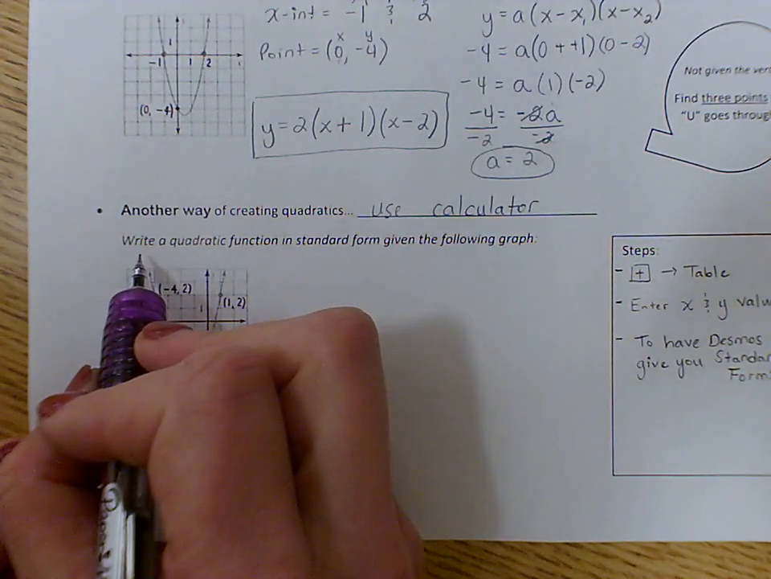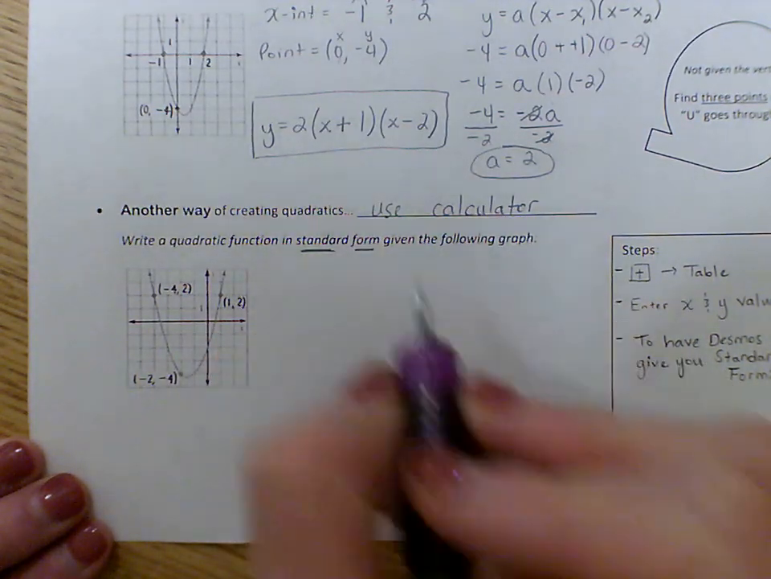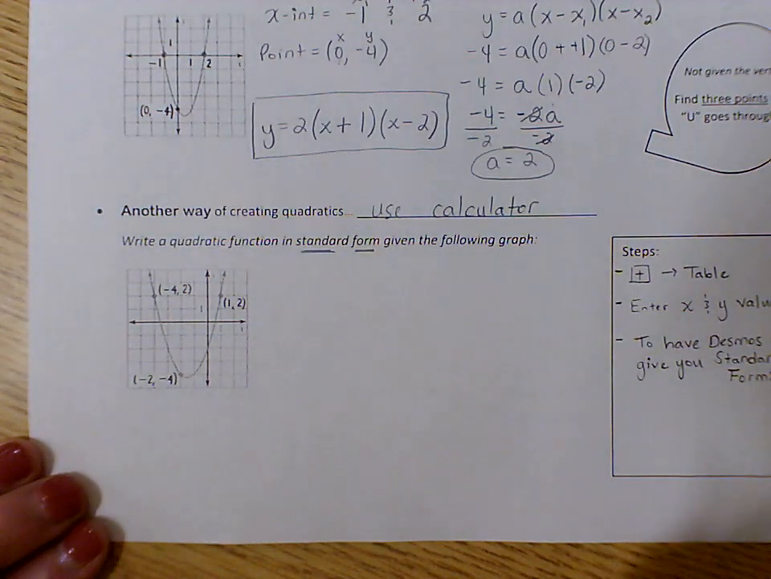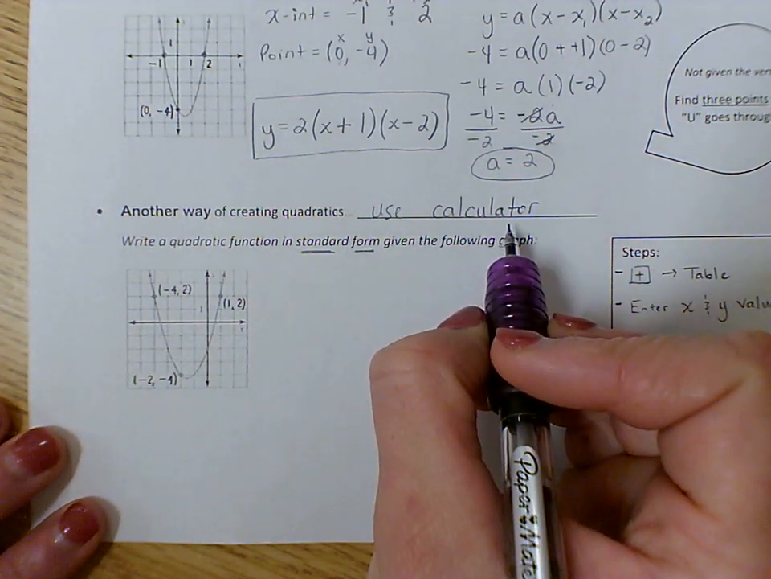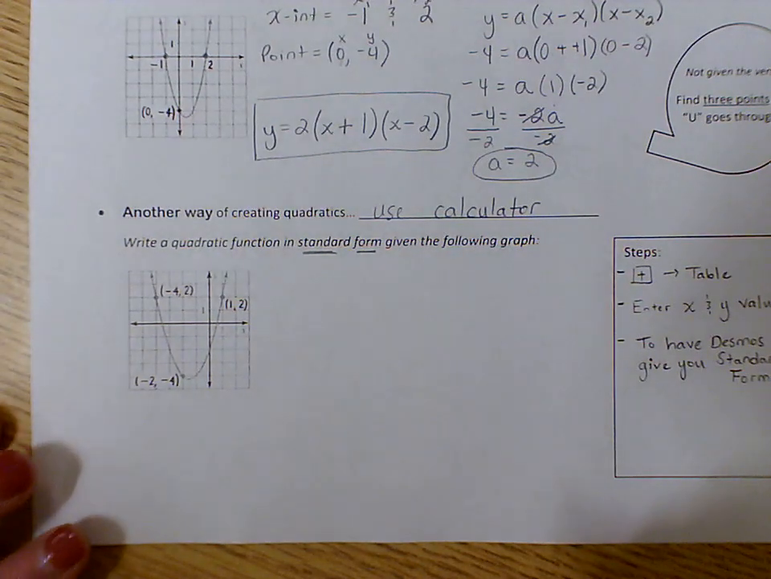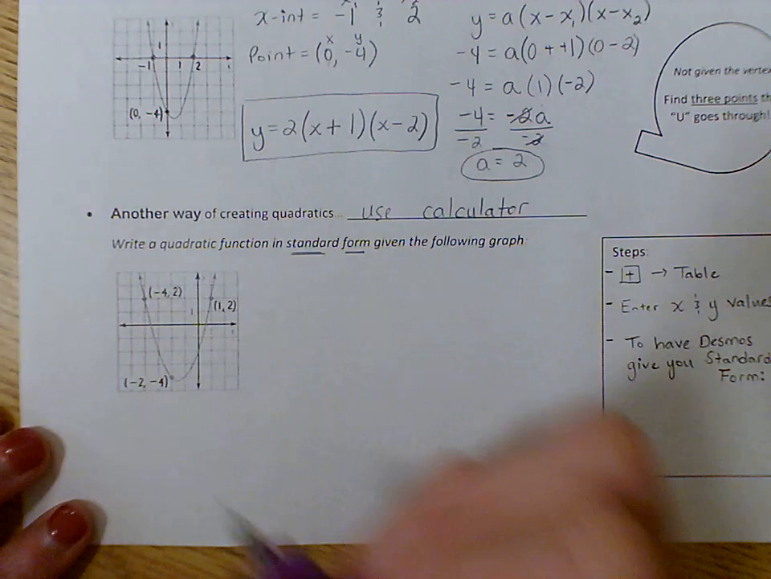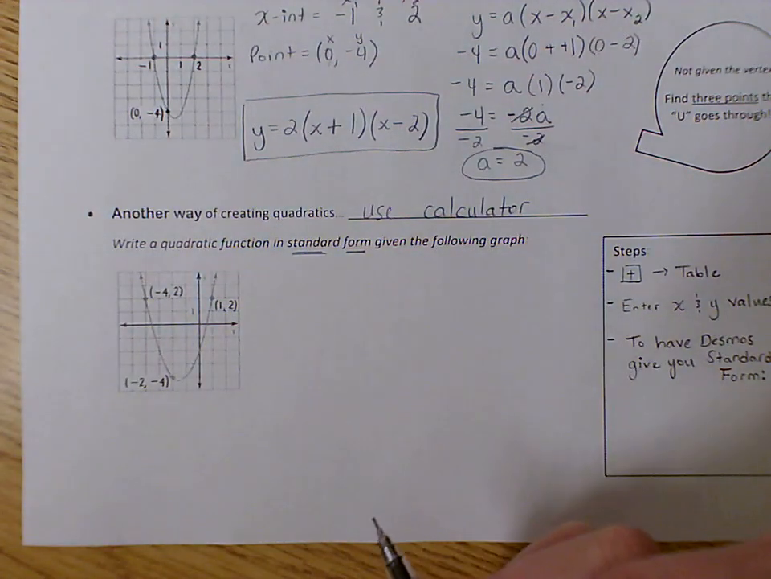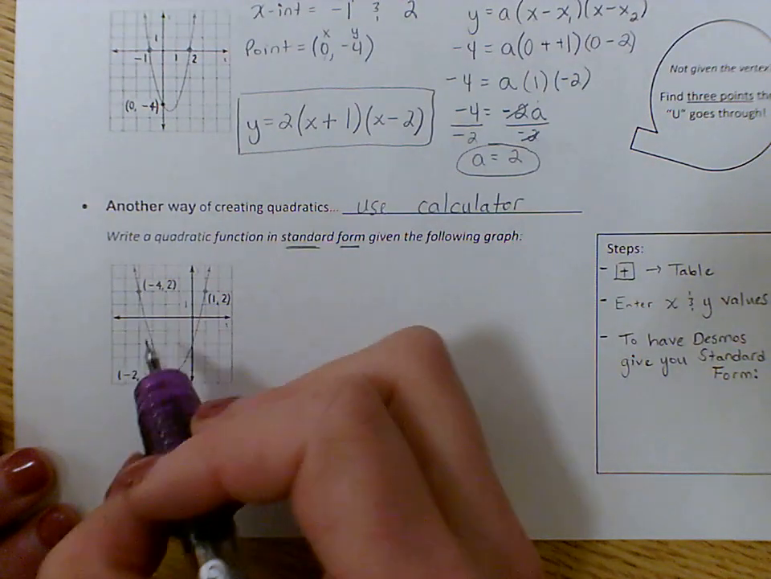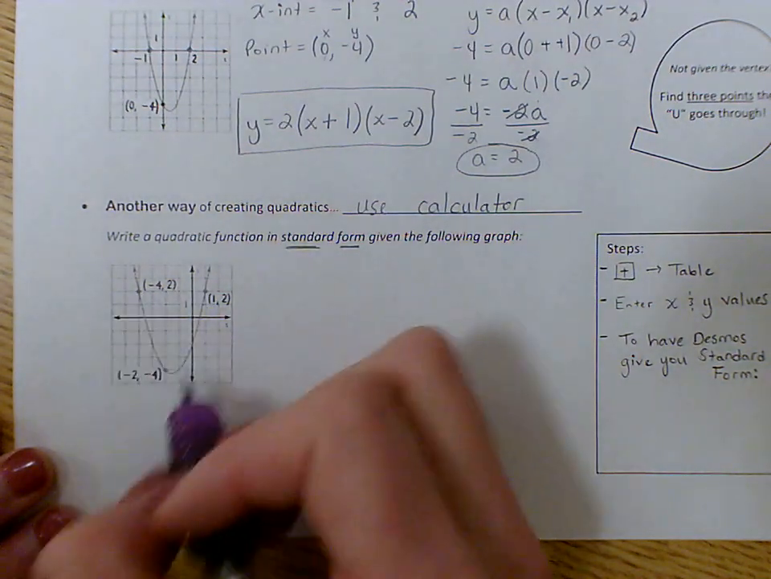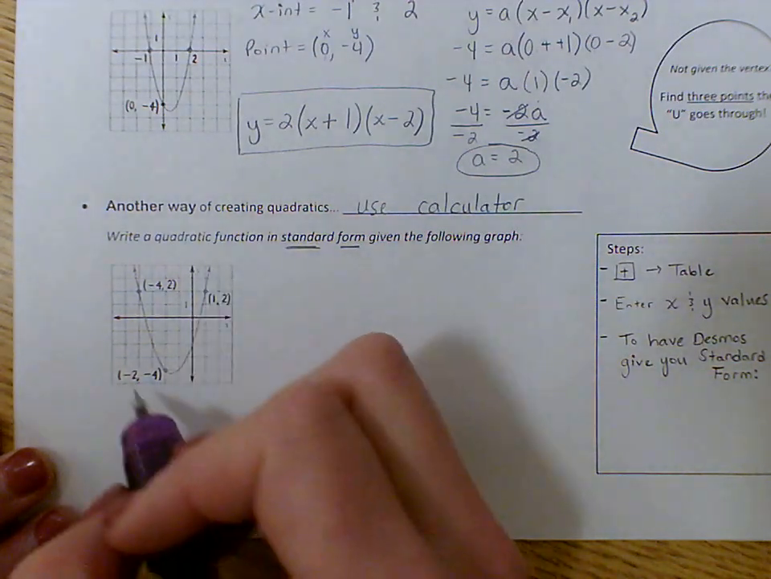Okay, so in this problem it says write a quadratic function in standard form. So this one's wanting us to put it in standard form given the following graph. Okay, so to be able to do it with the calculator, you have to actually find 3 points that the parabola goes through. Okay, and so now I was nice and I pinpointed some points for you, but you don't have to use the ones I pointed out.